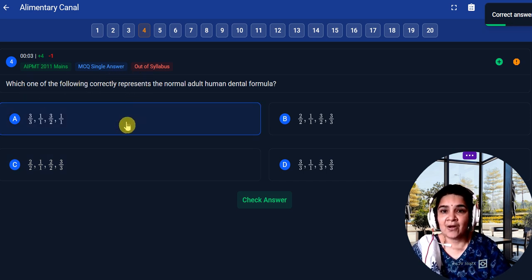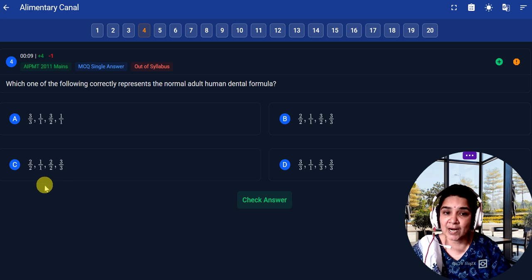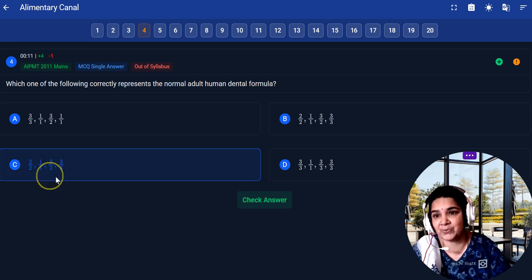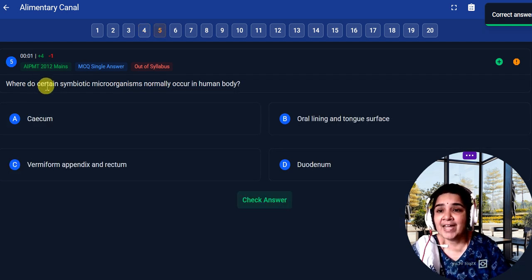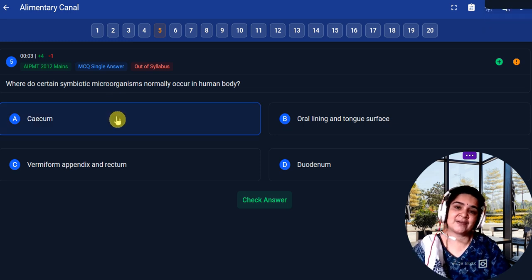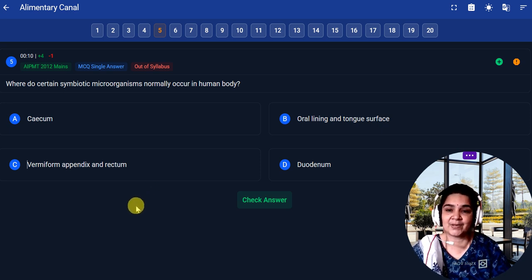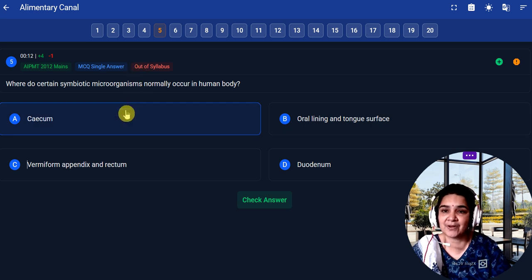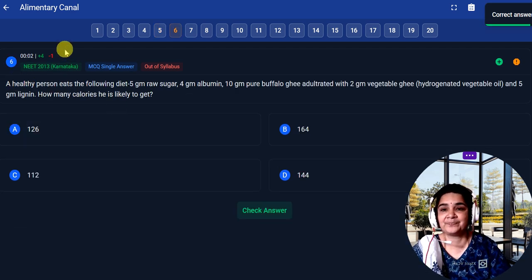What is the dental formula of the adult? We are more familiar with the dental formula of the adult. It is 2123 by 2123. Where are certain symbiotic organisms normally present in our human body? Symbiotic organisms will be mainly present in the cecum. The cecum is the place where the symbiotic microorganisms will be hosted. So these are the facts which we have to remember.